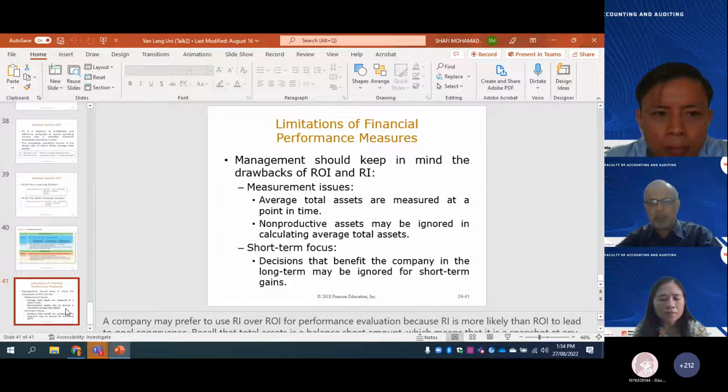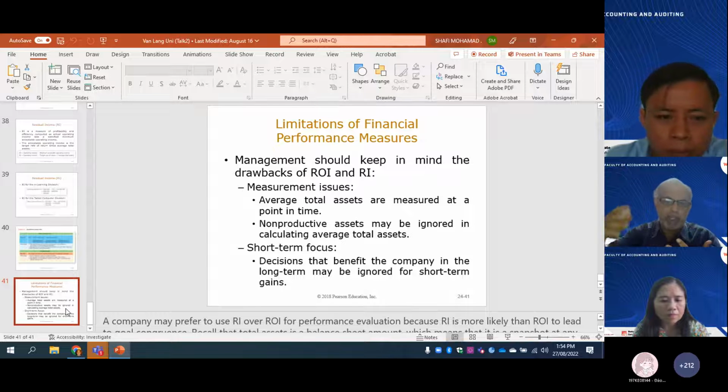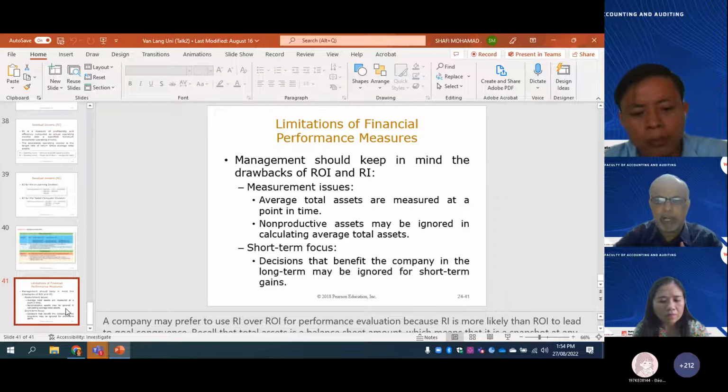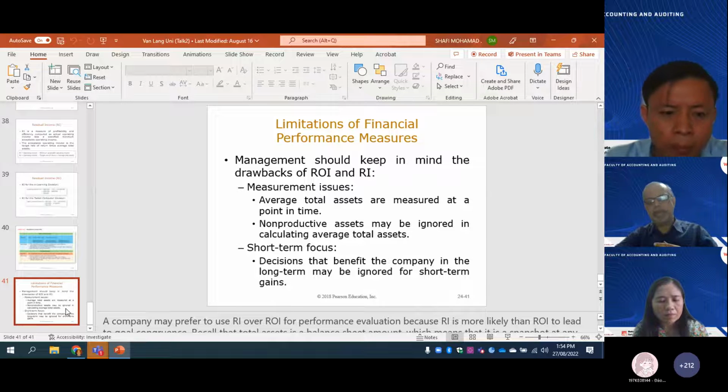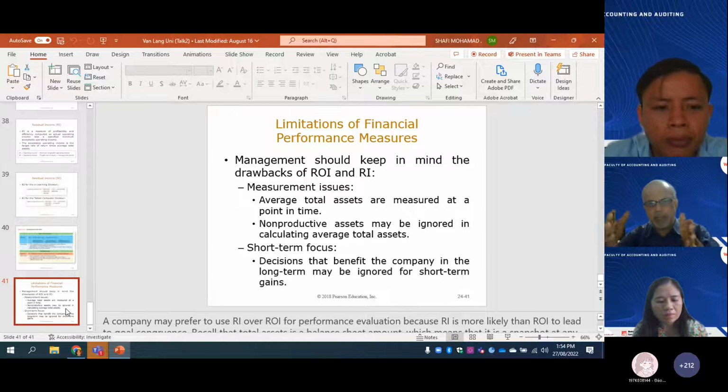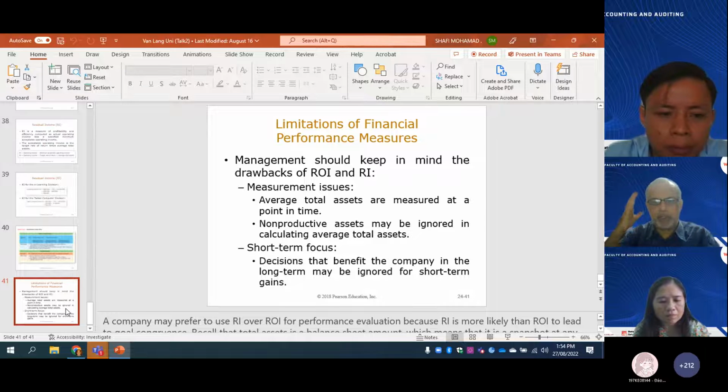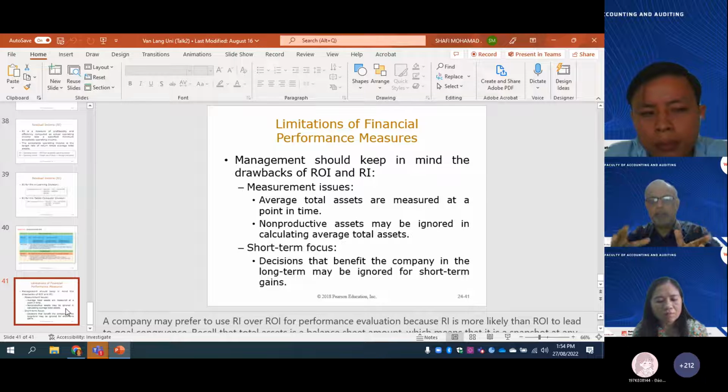For measurement issue, average total assets are measured at a particular point in time. This can change over time. Non-productive assets may be ignored in calculating average total assets. And the other disadvantage of this financial performance measure is focus on the short term. It looks at the company performance in the short term. So the focus is on the short term. Decision that can benefit company in the long term may be ignored for short-term benefit or short-term gains.